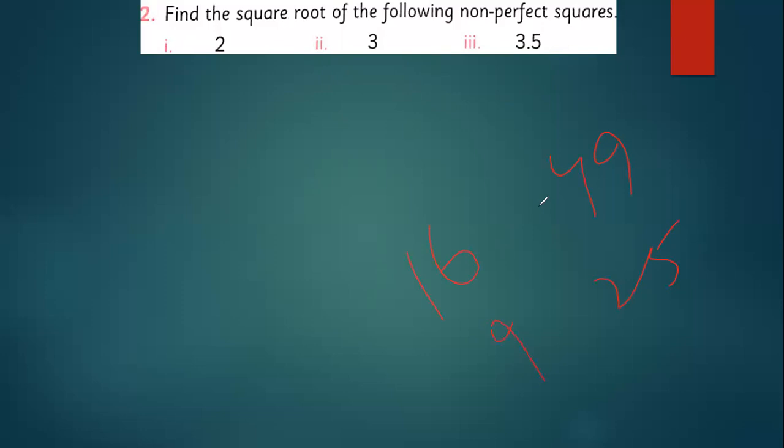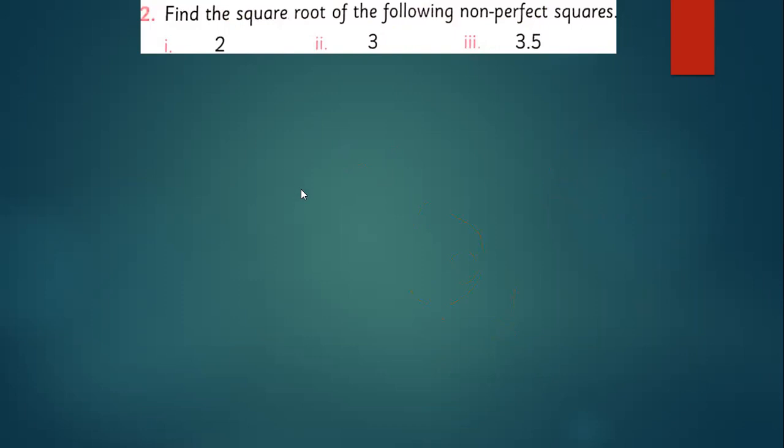By perfect square we mean we can write the number as, for example, 5 multiplied by 5 is equal to 25, and all of these are known as perfect squares. Here you see 2, 3 and 3.5. Are these perfect squares or not? No, sir, they are not. Okay, good. So we have to find the square root of these non-perfect squares.